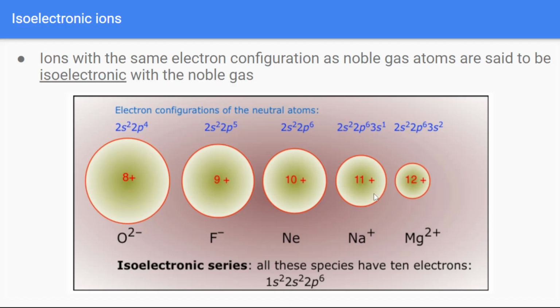Now the same thing is true for the metals that come after that noble gas. Since sodium, for example, will lose 1 valence electron, the electron configuration changes. So that 3s1 disappears because it loses that 1 electron, and you get 1s2, 2s2, 2p6. And so all these that have the same electron configuration, we call those isoelectronic.